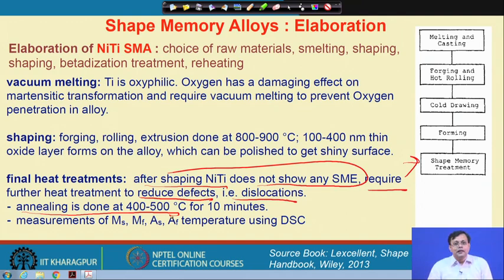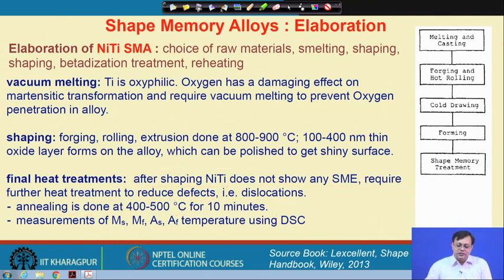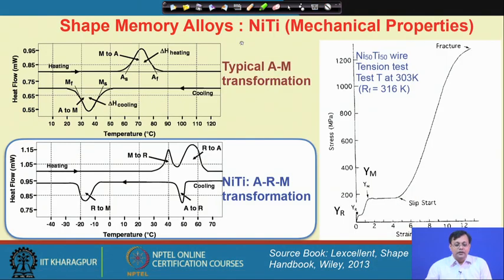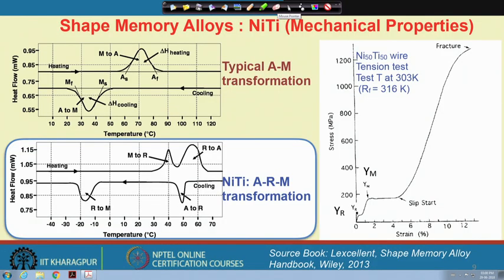Then we collect the sample and go for differential scanning calorimetry in order to measure whether all these transformation temperatures are as per our requirement. So, these are basically the different elaboration techniques that we need to think about in the case of this non-ferrous alloy. However, in the case of titanium nickel, you know that the R phase is one of the competing phases, and that has some effect on the shape memory effect.